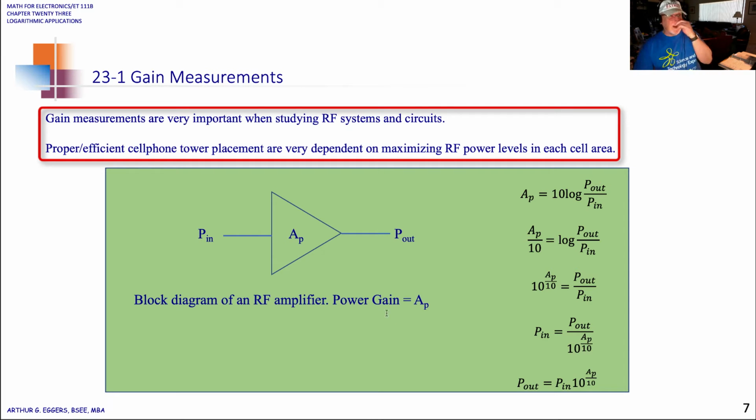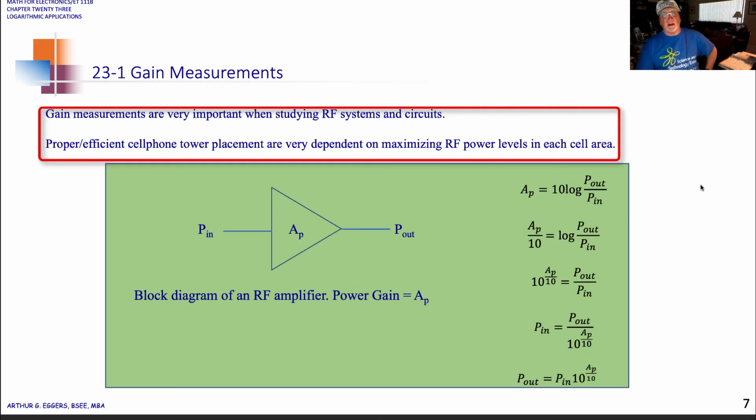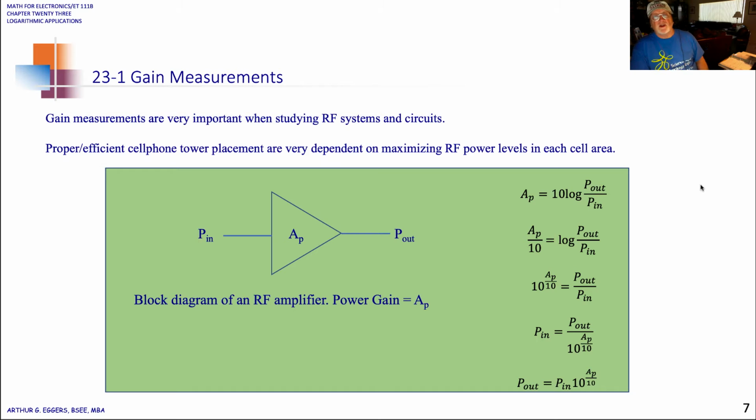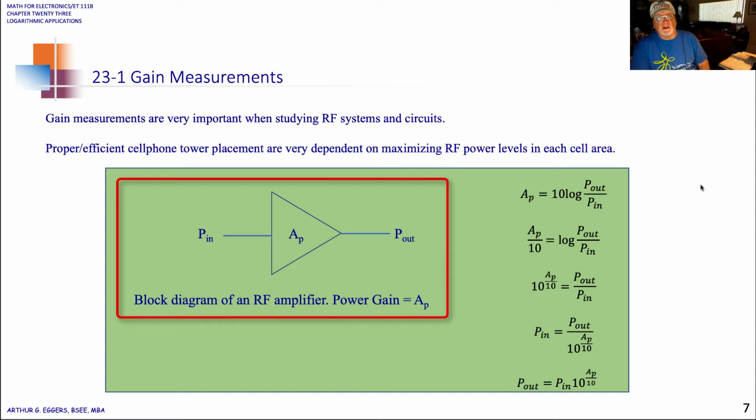A good application then: the proper and efficient placement of cell phone towers is very dependent on maximizing the RF power levels in each cell. You don't want to saturate an area so that you have signals stepping on each other, but you do want them spaced far enough apart so that you are maximizing the power distribution and the sensitivity of your phone to those cell towers.